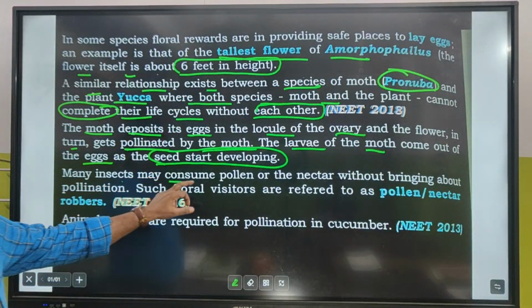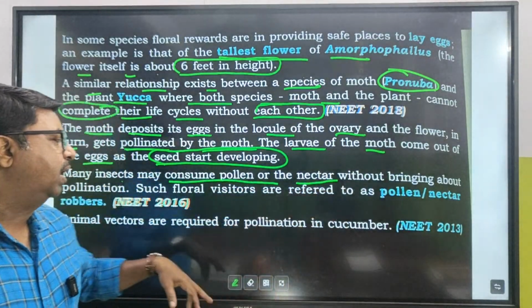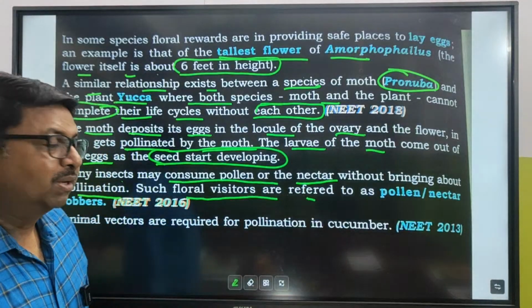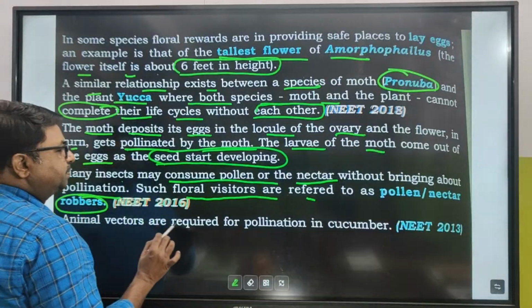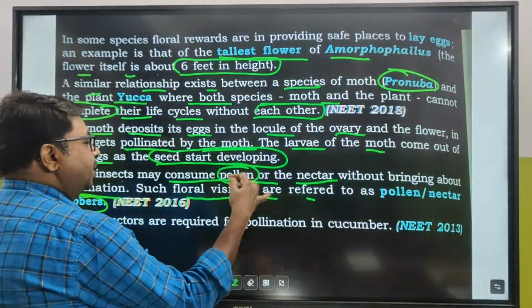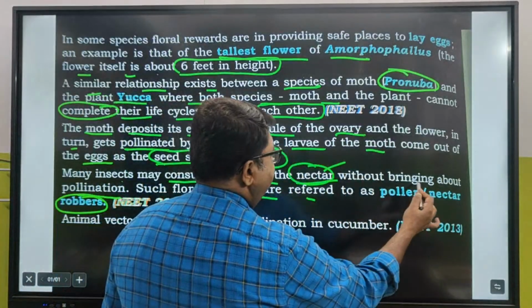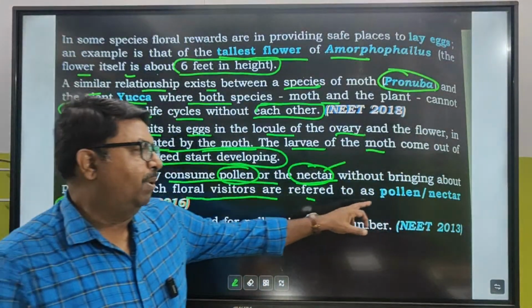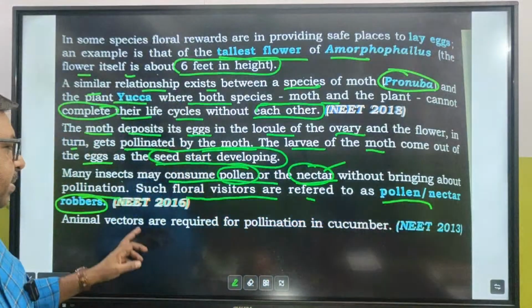Many insects may consume pollen or the nectar without bringing about pollination. Such floral visitors are referred to as pollen robbers. Pollen वो क्या करते हैं? पोलन ग्रेन को कंज्यूम कर लेते हैं, खा लेते हैं, एंड नेक्टर को भी खा लेते हैं, पर क्या नहीं करते हैं? No pollination is done by them, so they are pollen robbers and nectar robbers. अच्छा नाम दिया है ना.